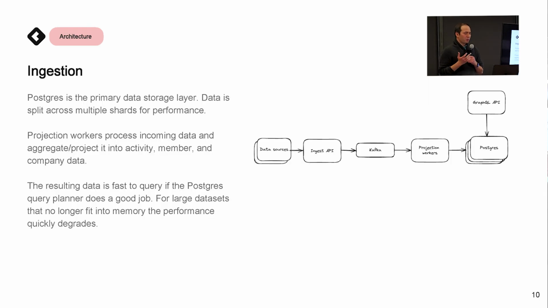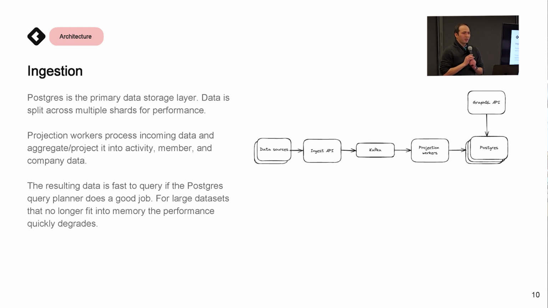For Common Room, Postgres is our primary data store. We do shard the data for extra performance, and we have a bunch of these databases running that are able to handle the load of the incoming data. The way this generally works is we have a bunch of these data sources that send us information. We run it through our ingest API, put it into a Kafka layer, which then is transformed and aggregated and massaged into these prettier versions that people would see.